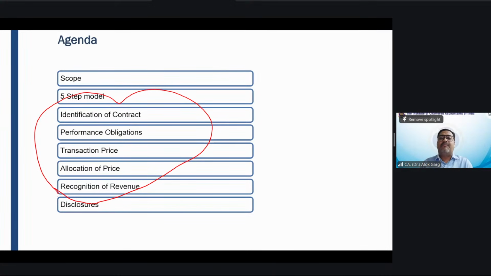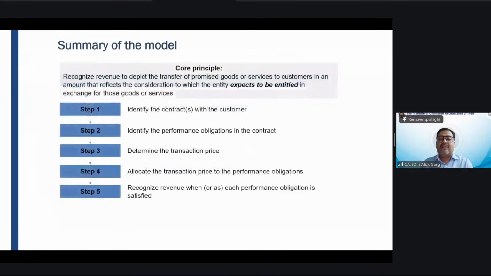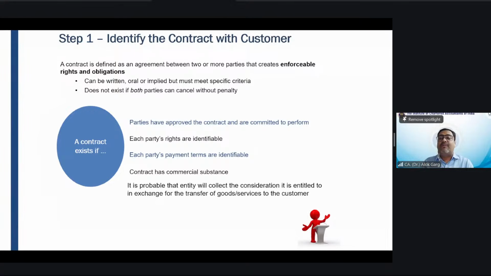So the probability criterion has to be there. What is the probability criterion? It is probable that the entity will collect the consideration it is entitled to in exchange for the transfer of goods and services.